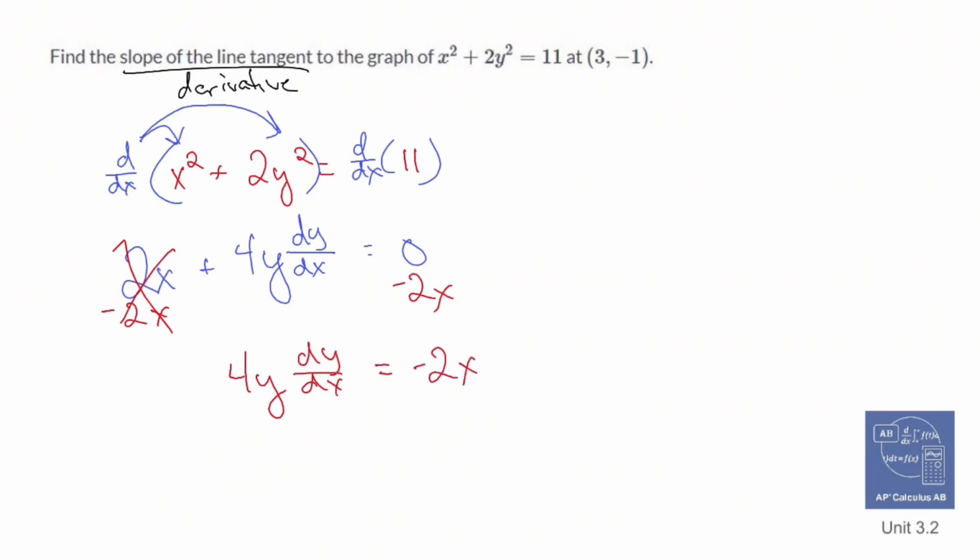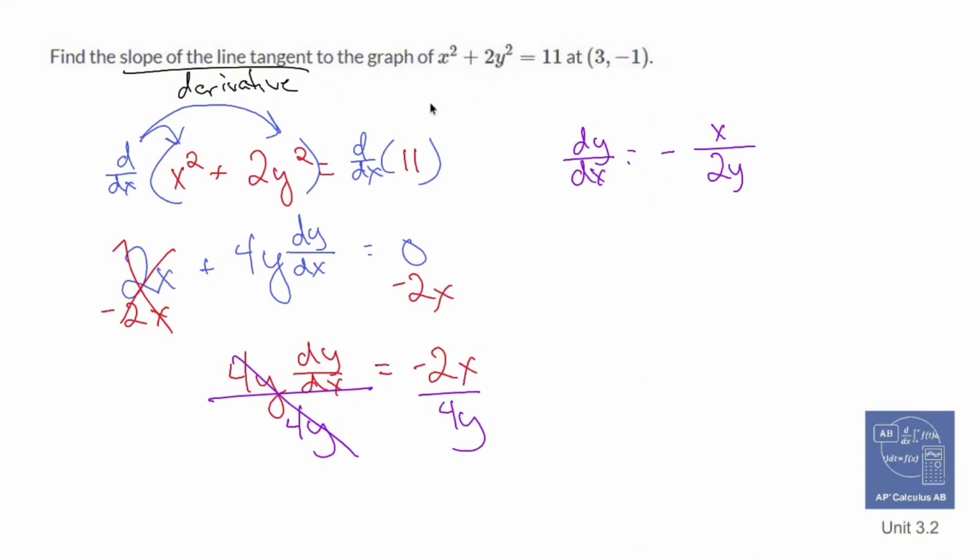In order to get dy/dx all by itself, I'm going to divide everything by 4y. So divide everything by 4y. Cross that out. And dy/dx is going to equal negative 2 over 4, which is negative 1 over 2, so negative a half, right? And then x over y. Now this is dy/dx. This is the derivative, which gives you the slope of the tangent line.